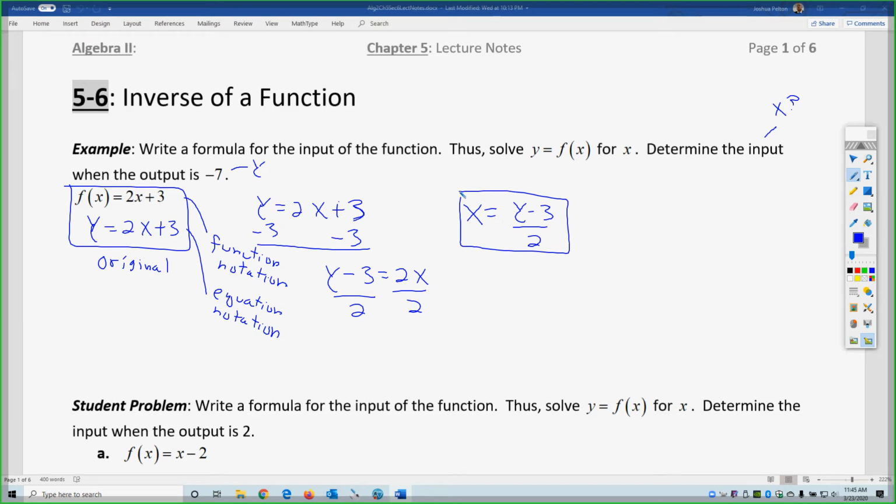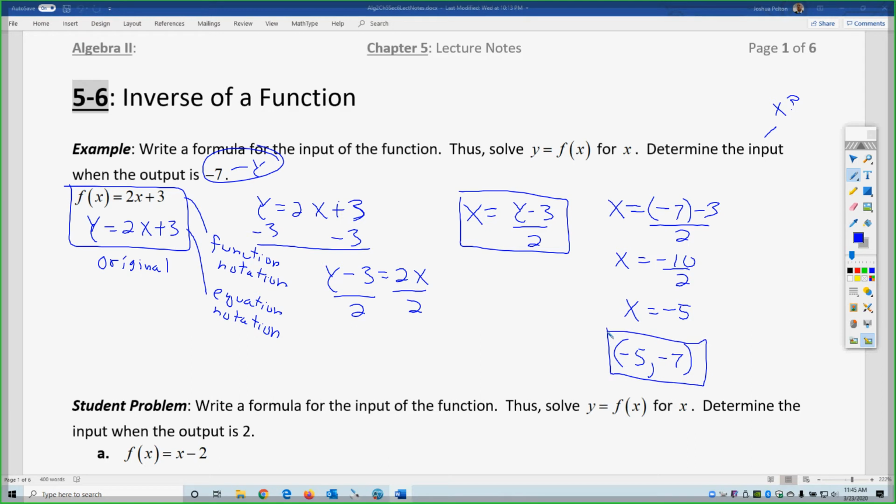Okay, so you want to plug in the output, which is negative 7. So x equals negative 7 minus 3 over 2. So we get negative 10 over 2. So we get negative 5. So essentially negative 5, negative 7 is a coordinate. Okay, pause the video, try the 3 student problems.